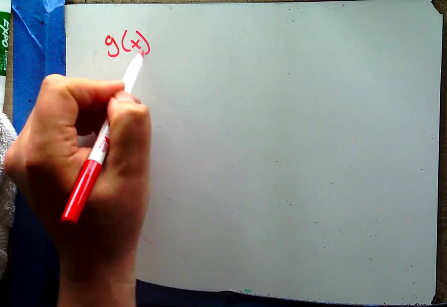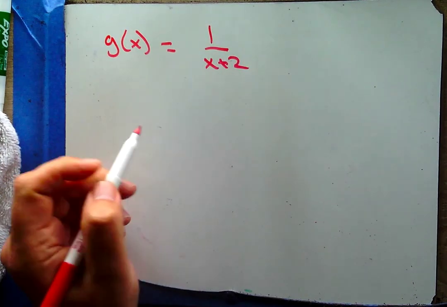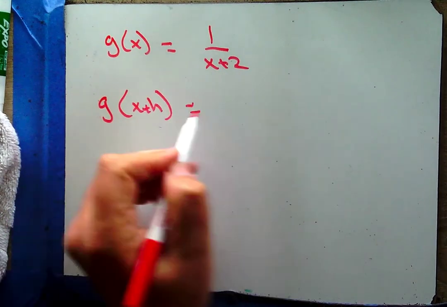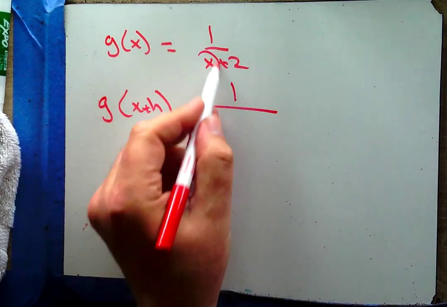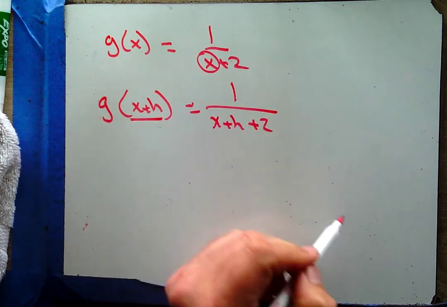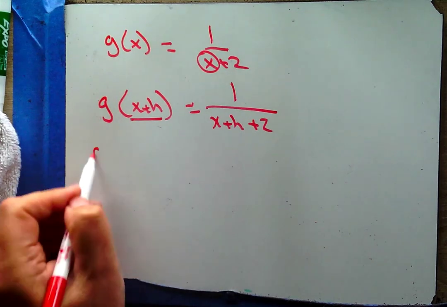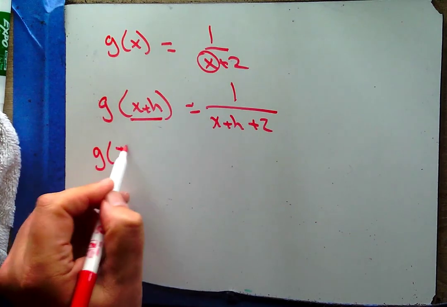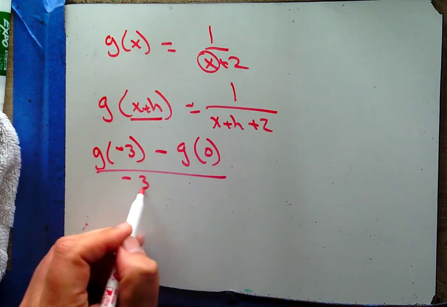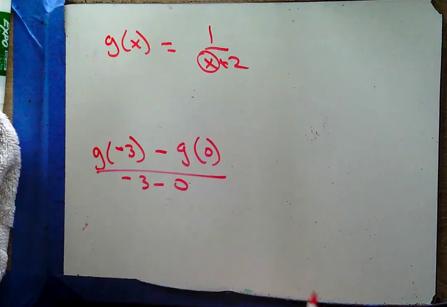So, how about this last one? G of x equals 1 over x plus 2. All right, so if I were to do g of x plus h, that would be 1 over, I'm replacing this with that, x plus h plus 2. That's not so bad. Great. With that in mind, what about g of -3 minus g of 0 over -3 minus 0? Will you please do that one for this g of x?